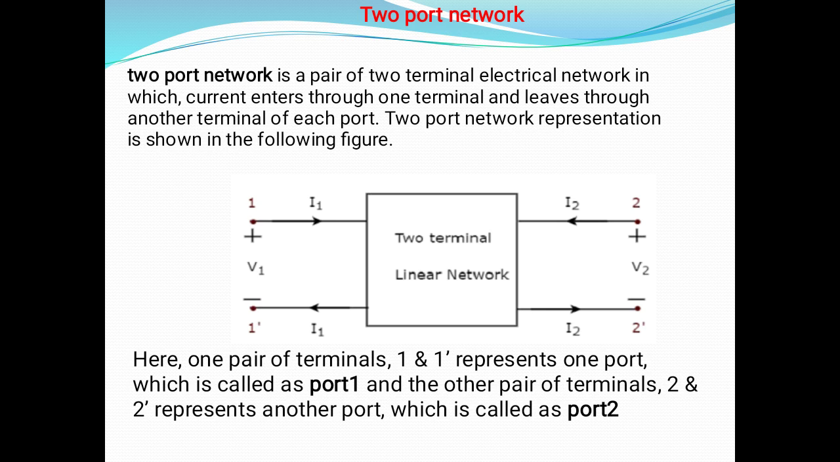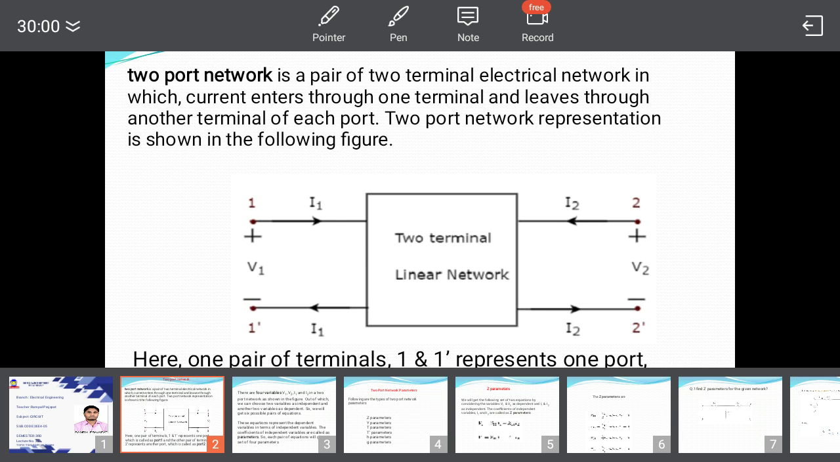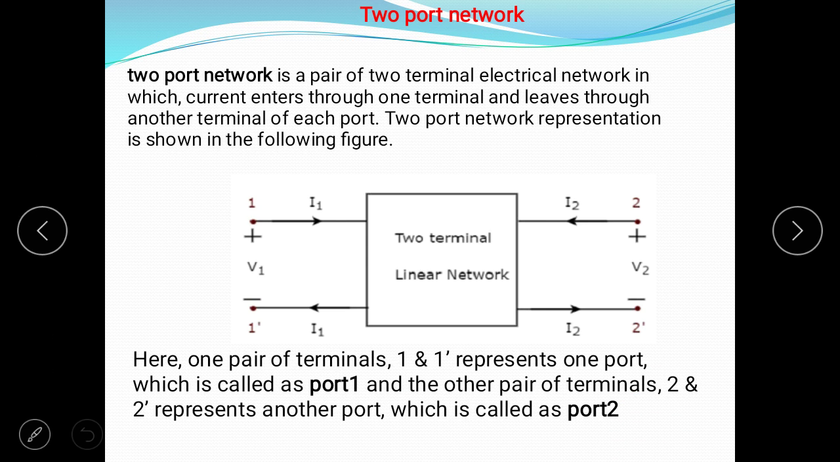What is a two-port network? A two-port network is a pair of two-terminal electrical network in which current enters through one terminal and leaves through other terminal of each port. So two-port network representation is shown in figure below.